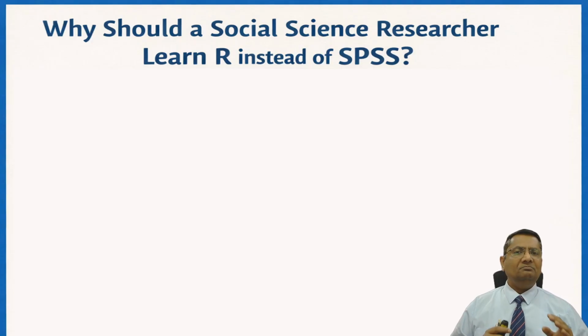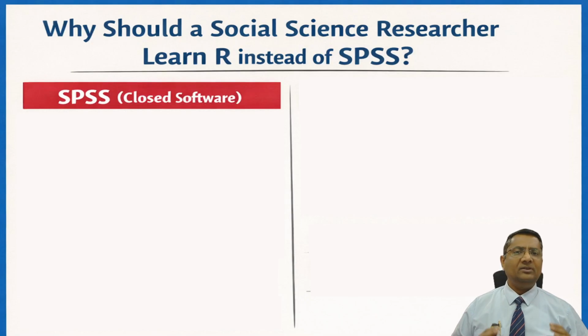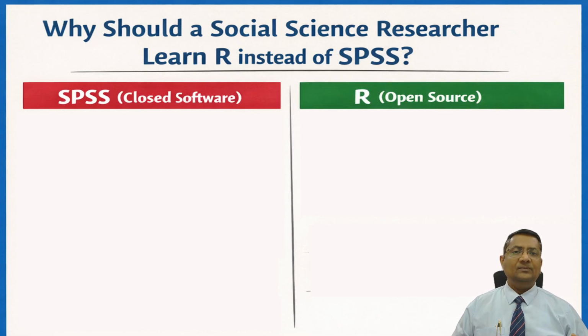See, the basic but major difference between SPSS and R is that SPSS is a closed software and R is an open source programming language. So broadly we can say SPSS is a software and R is a programming language. R is a programming language which we use through the R Studio interface. That you will understand slowly when you move further in this course.